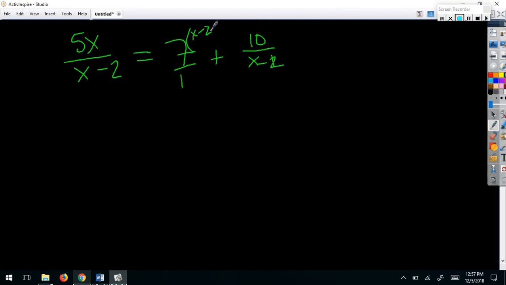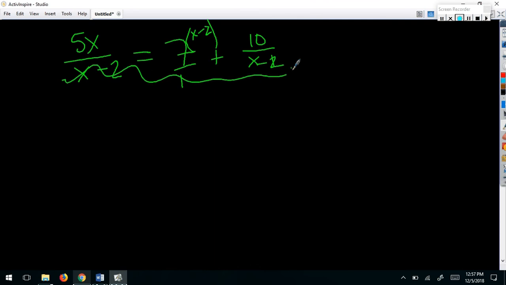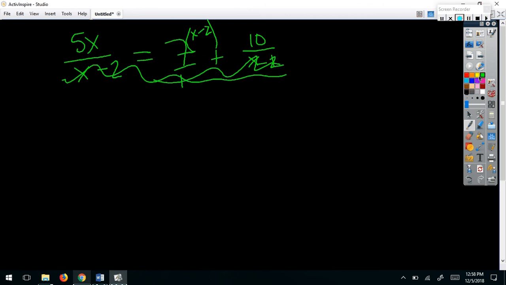So, x minus 2 is what it needs, that's the LCD, and so then I would just set the numerators equal, okay? I won't bore you by finishing to work that out.